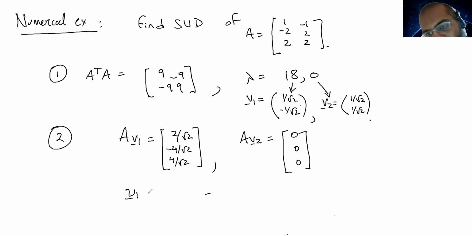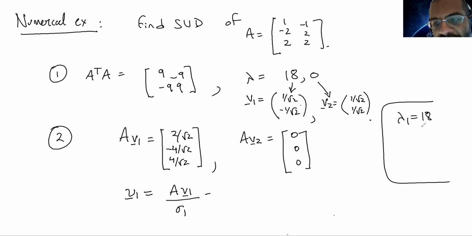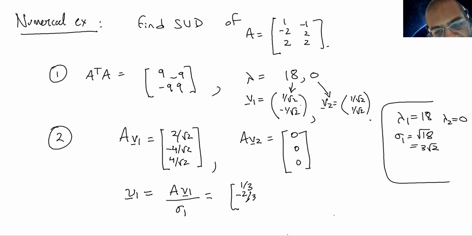So the only one that's going to form a basis for the column space is u1, which is A v1 divided by sigma 1. So let me just compute sigma 1. Lambda 1 equals 18, lambda 2 equals 0, sigma 1 equals square root 18, which is 3 square root 2. So this is going to be A v1 divided by 3 square root 2, which turns out to be a third, minus 2/3, and 2/3.